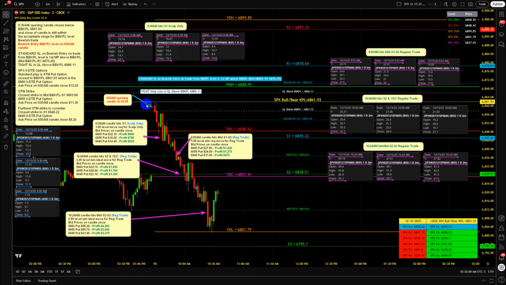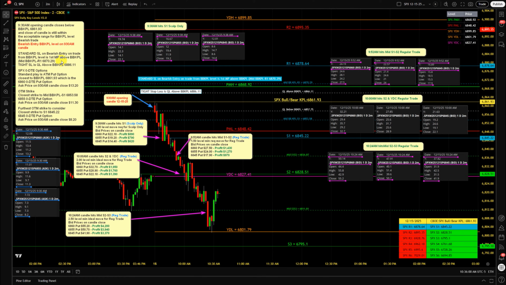Okay, so here's the 9:30 a.m. opening candle. As you can see, it opens below and also closes below the bull bear key price level, and most importantly, it is where it is closing. It is closing below, so that is a bearish entry signal on the 9:30 a.m. opening candle.